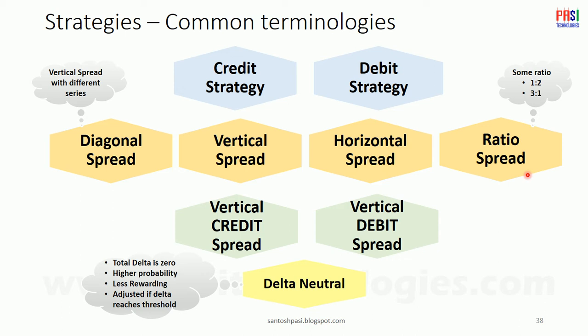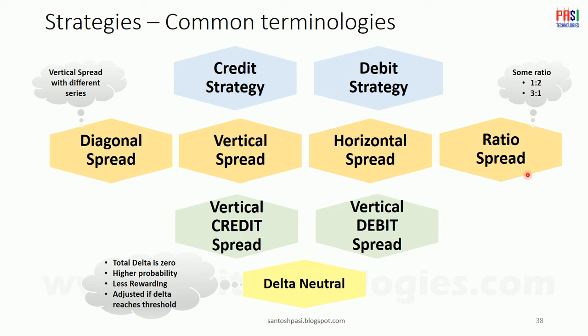Then there is something called a diagonal spread. A diagonal spread is nothing but a mix of a vertical spread and a horizontal spread. Let's take the example of a vertical spread: 10,500 call I'm going long, and 10,500 call I'm going short. But in this example, if I mix up the months also, so I'm going short for the current month, I'm going long for the next month, that would be known as a diagonal spread.